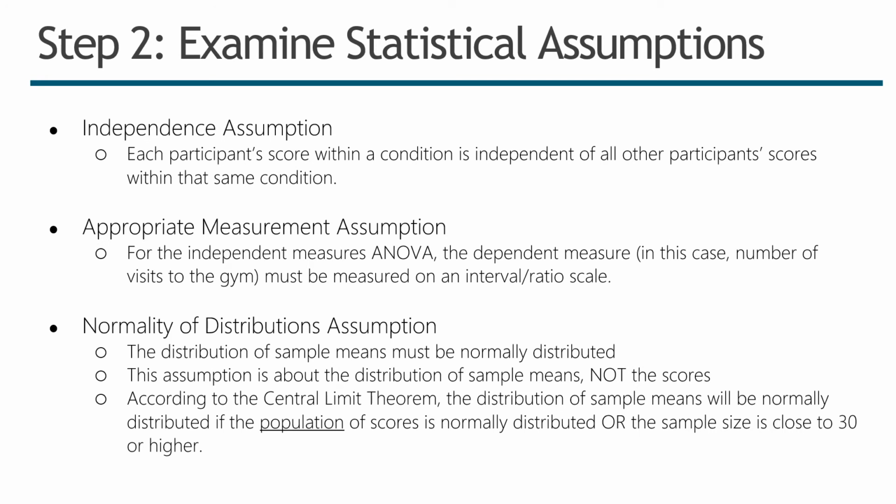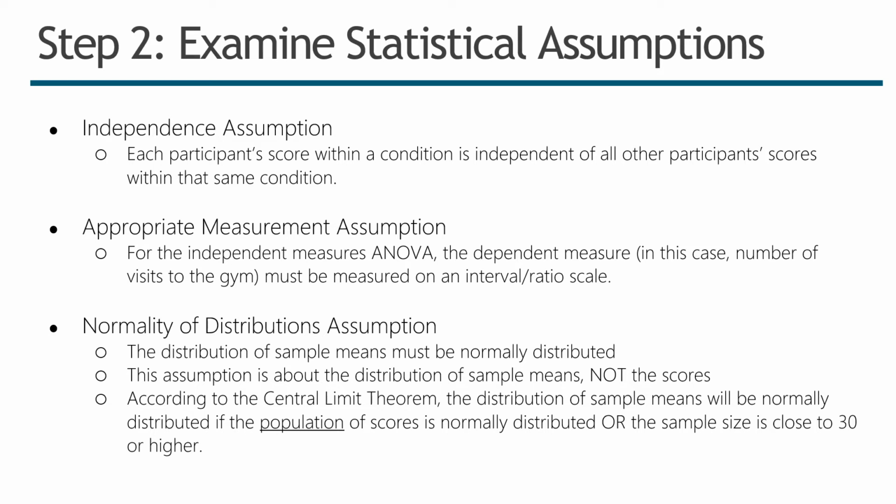The independence assumption means that each participant's score within a condition is independent of all the other participants' scores within that same condition. Okay, so everybody's score within the audiobook group needs to be independent of all other people's scores within that same condition. So in this case, you need to be careful to recruit people who aren't, say, all in the same family, who may be coming together and interacting, and they may influence each other in terms of how likely they are to come to the gym.